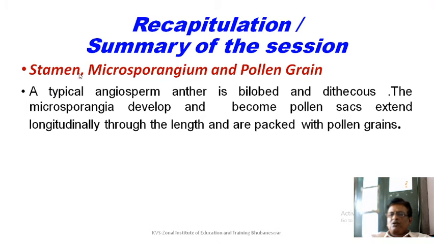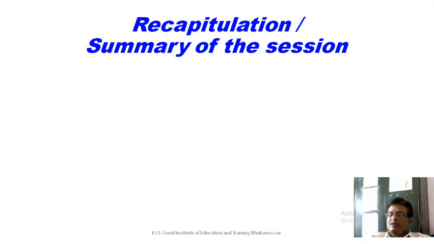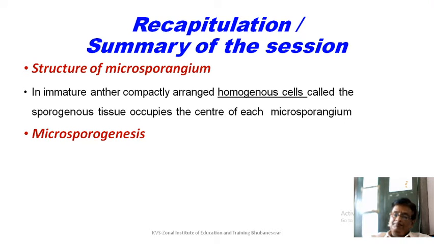When we talk about the stamen, the microsporangium and pollen grain: a typical angiosperm anther is bilobed and dithecous, and the microsporangia develop and become pollen sacs that extend longitudinally through their length and are packed with pollen grains. What about the anther? Anthers have 4 different layers. You have to recall epidermis, endothecium, middle layer and the tapetum.